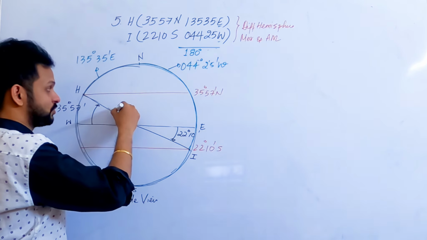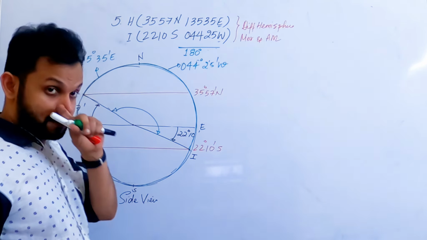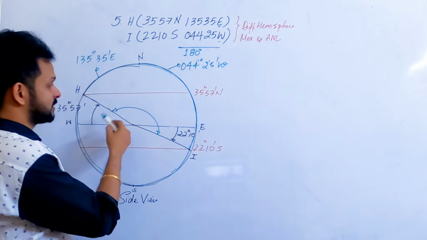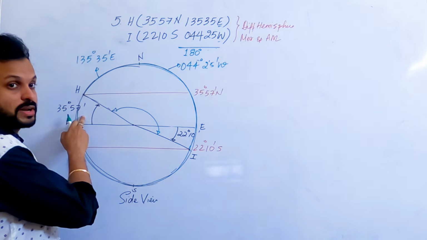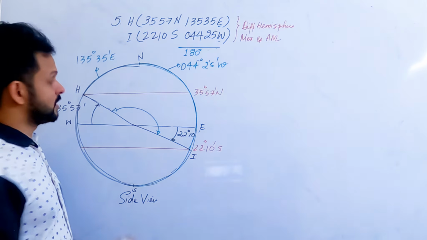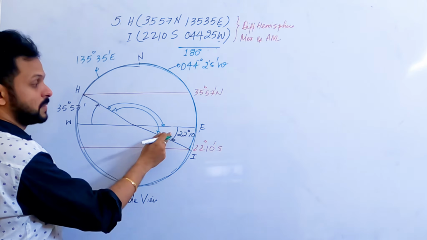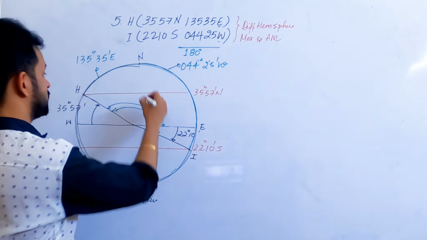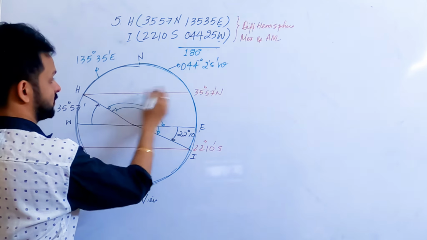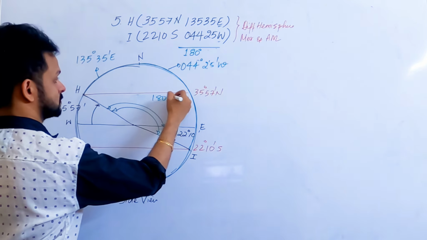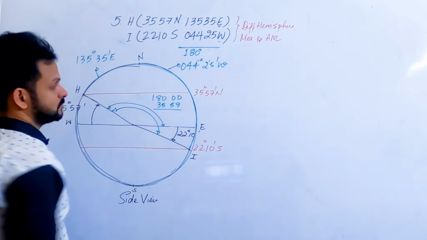So the corresponding angle I'm looking at is right here. How can we find this angle? This entire line is 180. If you subtract 180 minus 35 degrees 57 minutes, you will get this smaller portion here. And then you simply add 22 degrees 10 minutes to it. So it's 180 minus 35 degrees 57 minutes. With the calculator it was coming 166 degrees 13 minutes.